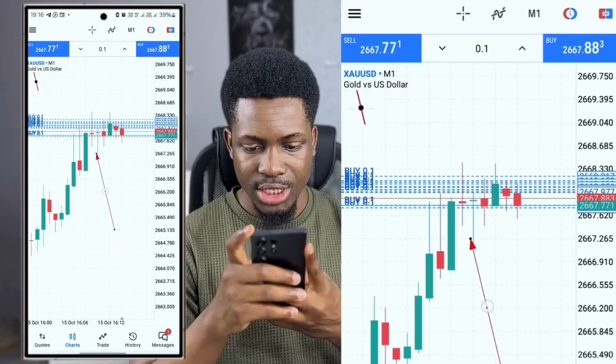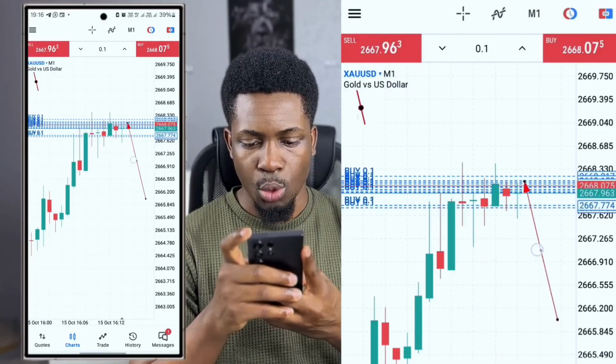Let me just show you this. Can you see this particular spot, guys? That was actually the retest. And then what can we see at about this spot now?